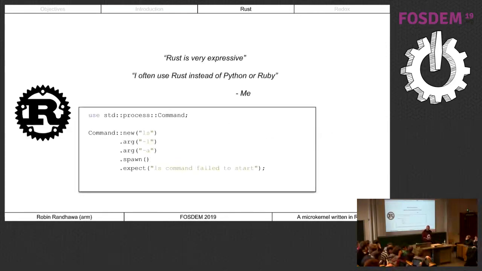So Rust is very expressive. I often use Rust instead of Python or Ruby. This is by a gentleman called me. That's me, right? So it is expressive. I'm using it to do stuff that I would do with Bash scripts or Python or Ruby, right? I just like the syntax. It's clean. It's easy to read. It's quite intuitive.